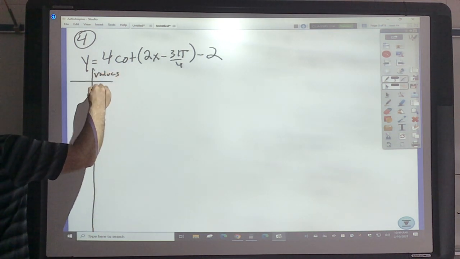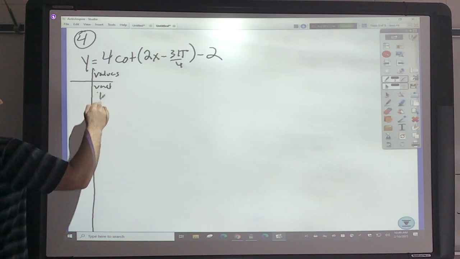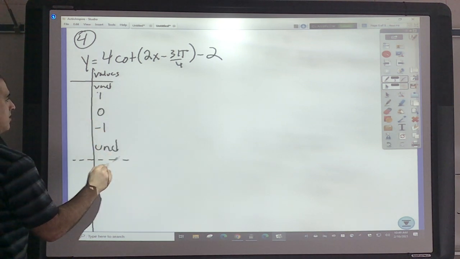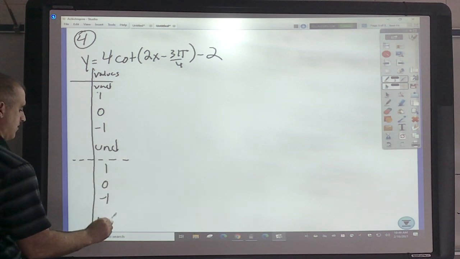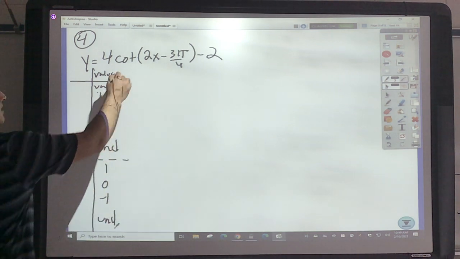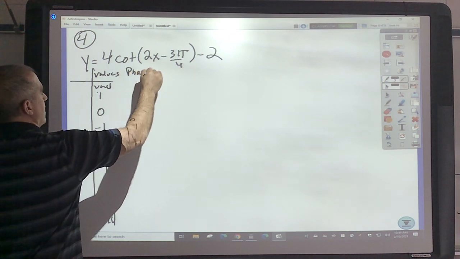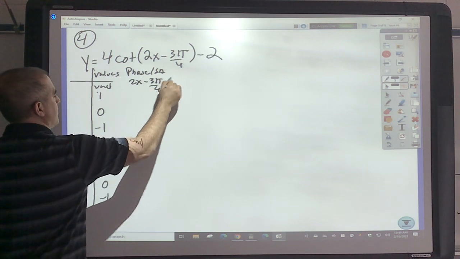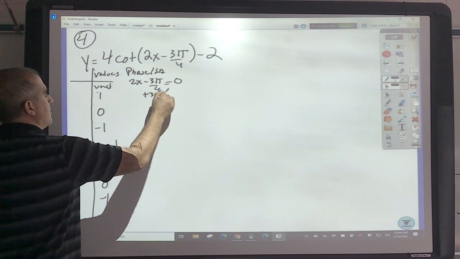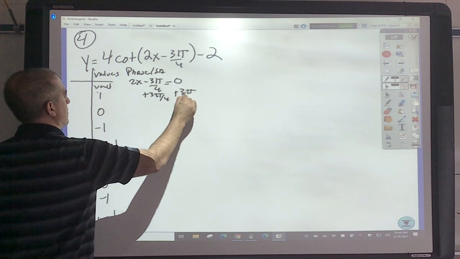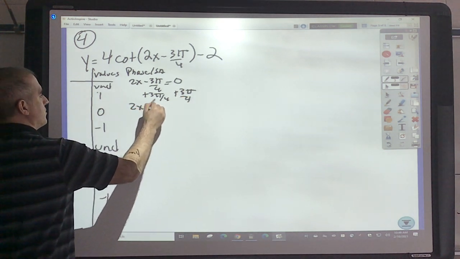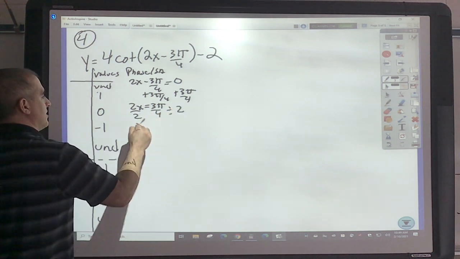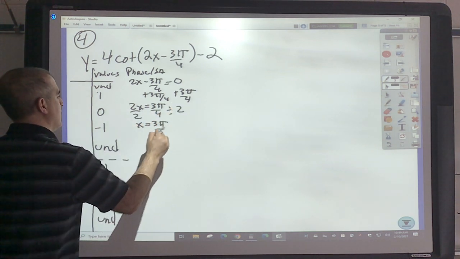Values are undefined, 1, 0, -1, undefined, 1, 0, -1, undefined, okay? All right, I can do my phase shift, and my starting angle is just going to be 2x minus 3 pi over 4 equaling 0. I would add this over to the side. So I got 2x equals 3/4 pi. Okay, divide by 2. So my starting angle is 3 pi over 8.